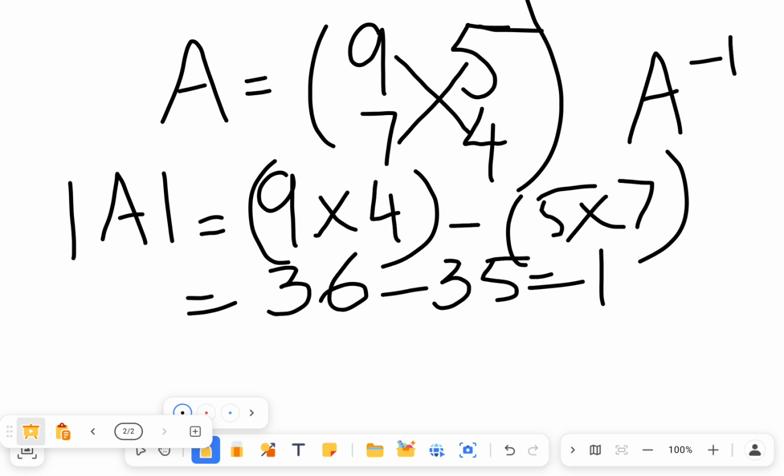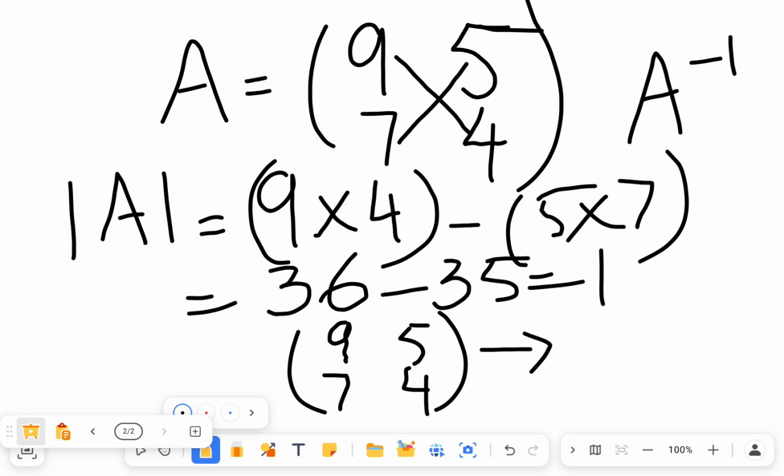Now step 2 is interchange the elements of the leading diagonal of the given matrix. Now the given elements of the matrix were these. We interchange them like this. So what do I get? 4, 9 and 5 and 7.